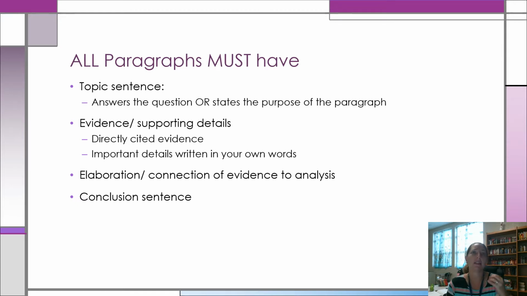So if you're saying that the central idea of a text is that someone is the greatest scientist of all time, and you cite evidence to prove that they're the greatest scientist of all time, then you have to connect that evidence to your analysis, okay? So you have to show and explain how this piece of evidence illustrates the greatest scientist. How do the 2 things connect, okay?